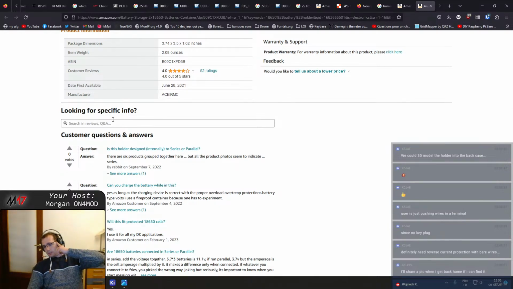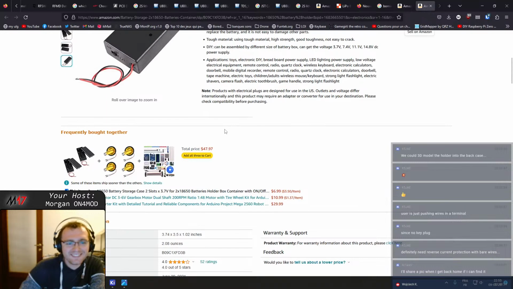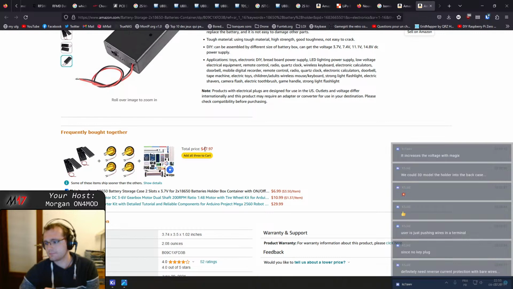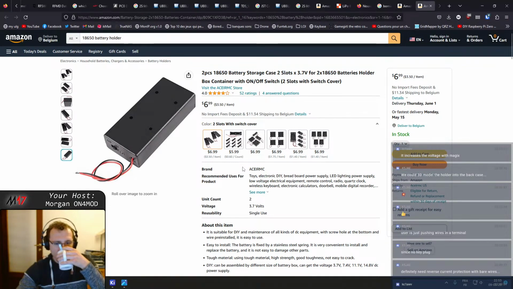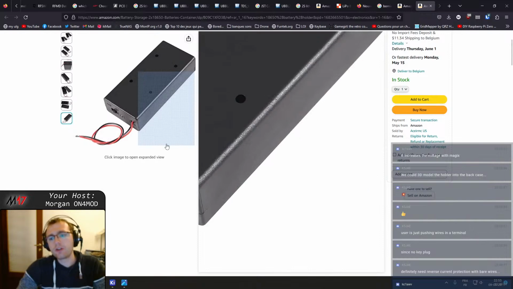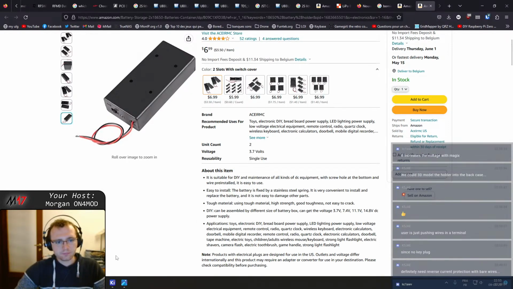Yes, we could 3D model the holder and the back case. That would be a duty for you, I guess. I like my magnets. Anyway, okay. So, bare wire it is.